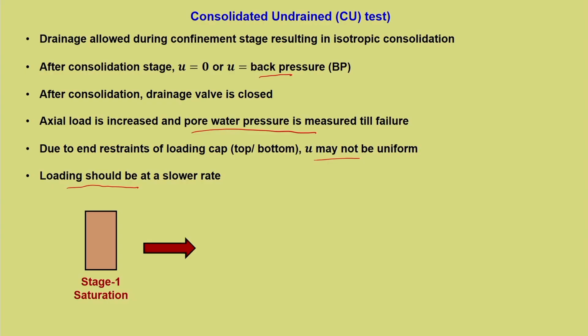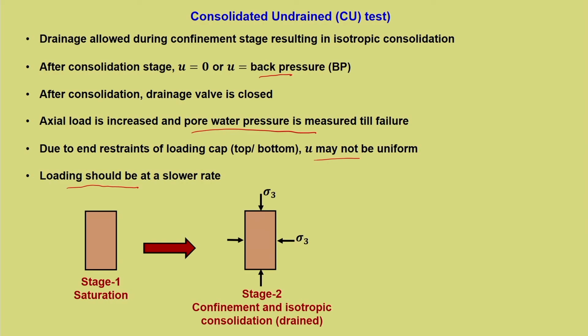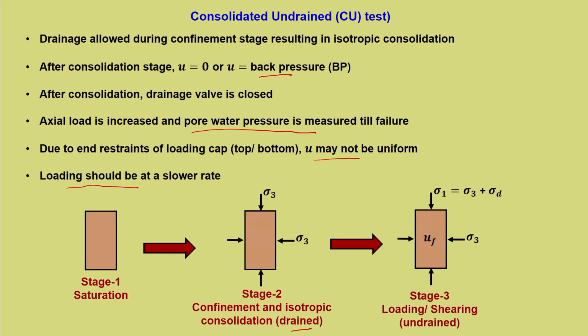So, stage 1 is saturation, same as before. Stage 2 is consolidation, there is confinement and isotropic consolidation. So, it is a drained stage. Then the drainage valve is closed and the loading stage happens, the same as before, but there will be development of pore water pressure, that is UF, during the undrained stage, and this UF needs to be known.